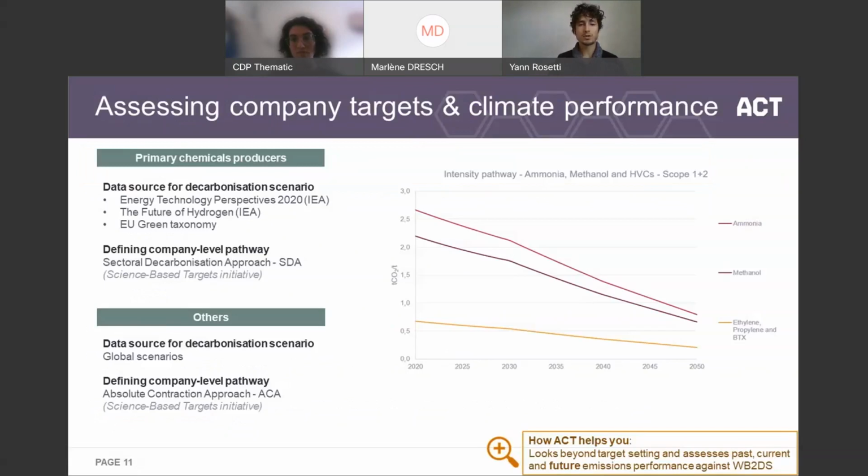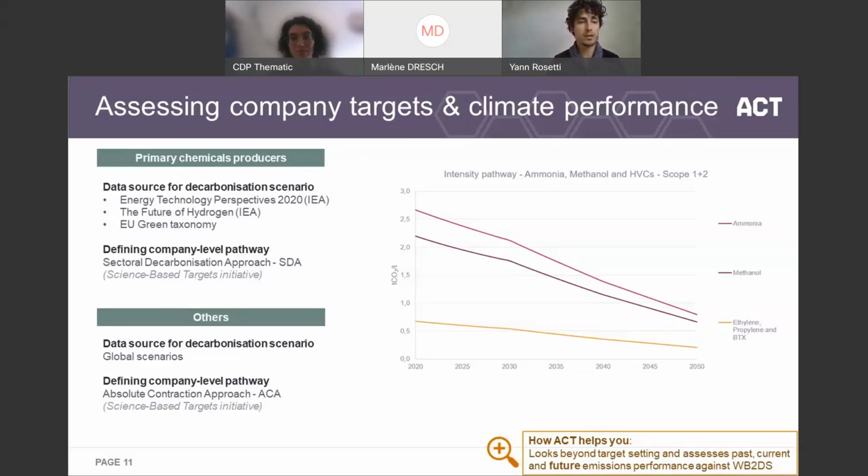Here is a presentation of the low carbon scenarios or pathways that we are considering. So we just saw the 2 different types of companies. If we first have a look at the primary chemicals producers, so the type A companies, we took into consideration 3 different sources for decarbonization scenario.